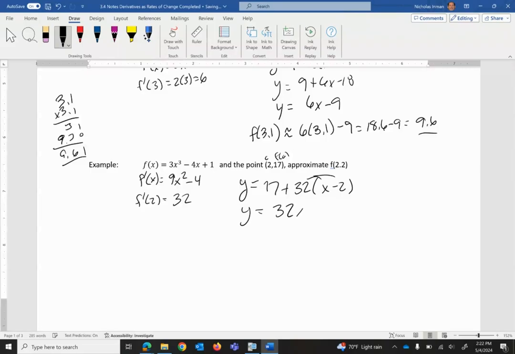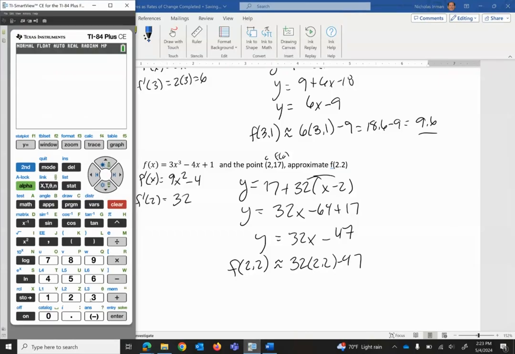Distribute here, I've got 32x minus 64 plus 17. That is what? 47. Okay. So linear approximation says, hey, to approximate f of 2.2, do 32 times 2.2 and then subtract 47. All right, so 32 times 2.2. Yeah, I guess that one's a little bit tough. Maybe I will pull out the calculator for that.